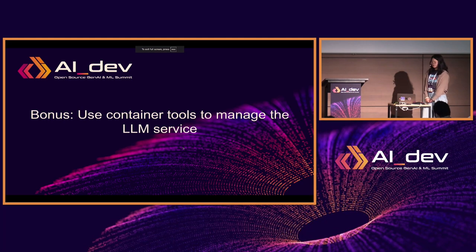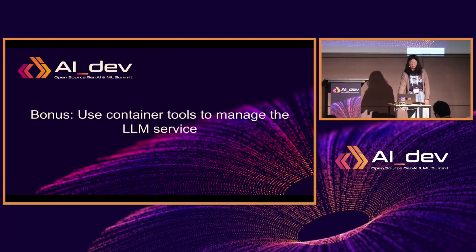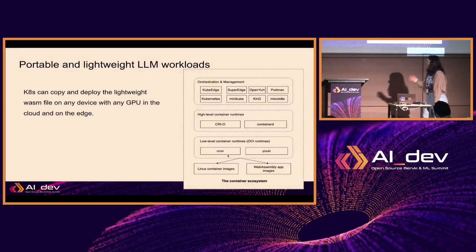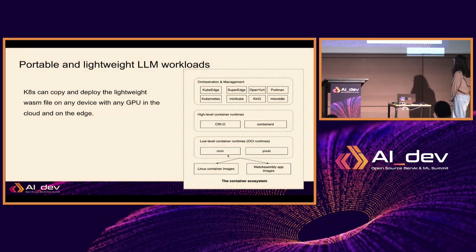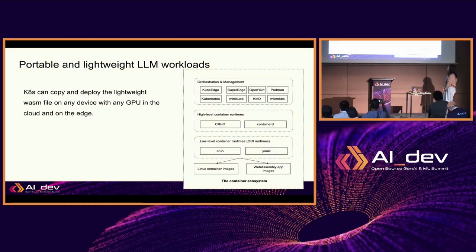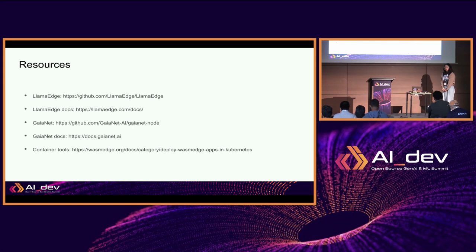So finally, now you can use container tools to manage your LLM workloads. This is the architecture of the container tools using Wasm as the container. You can use Kubernetes to copy and deploy the lightweight Wasm file on any device, whether it's a GPU or a CPU, whether it's on the cloud or on the edge. Kubernetes is a complex thing, so you can go to our documentation to see how it works. Okay, I think that's all my demos, and thank you.